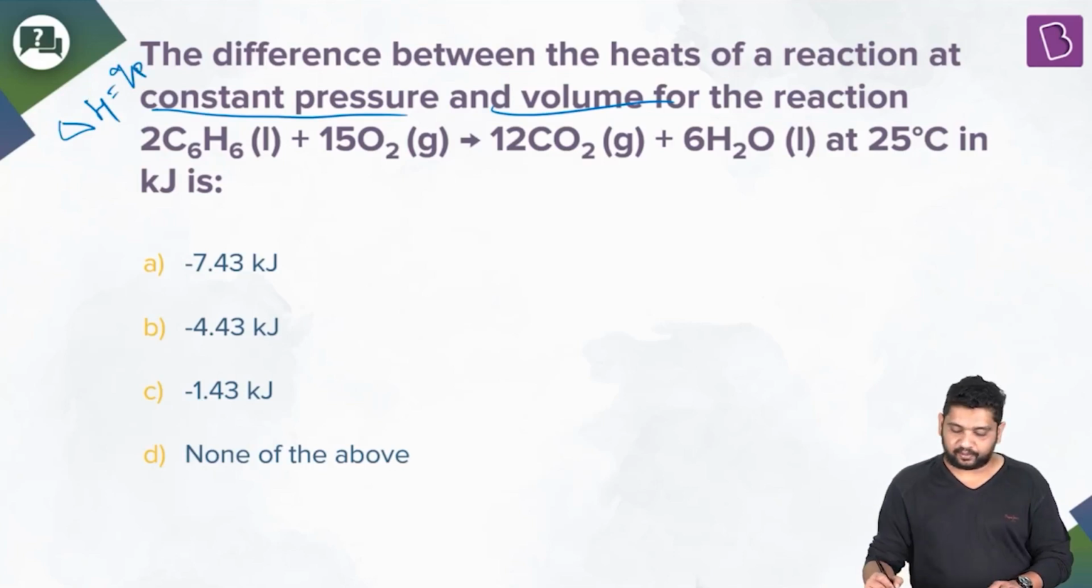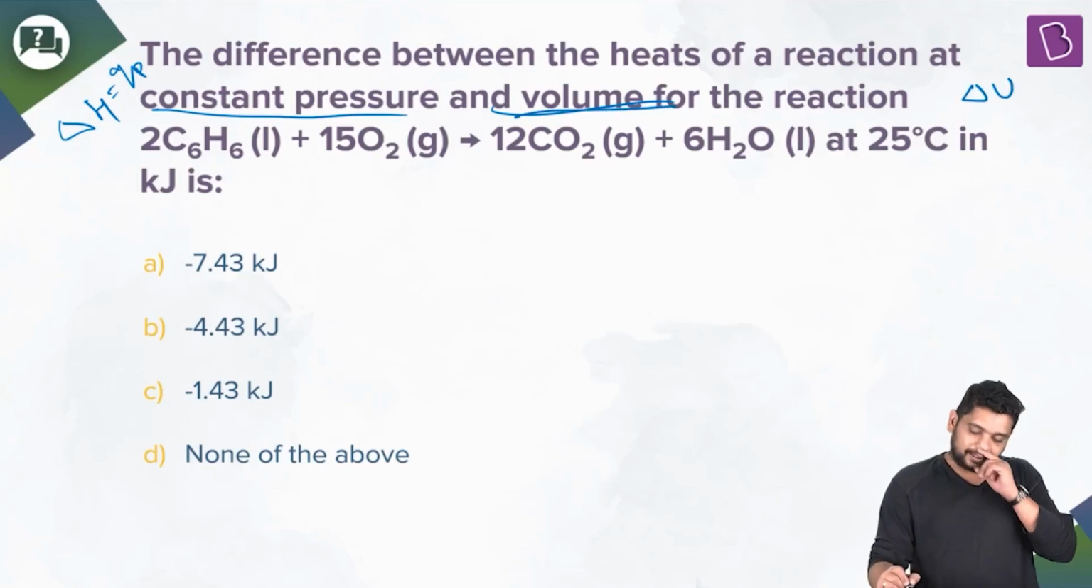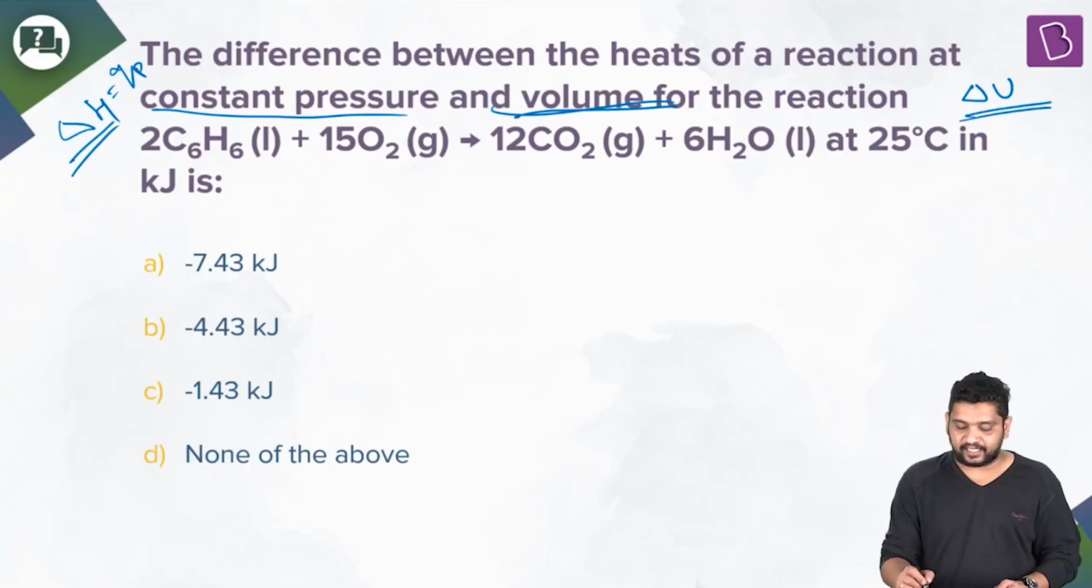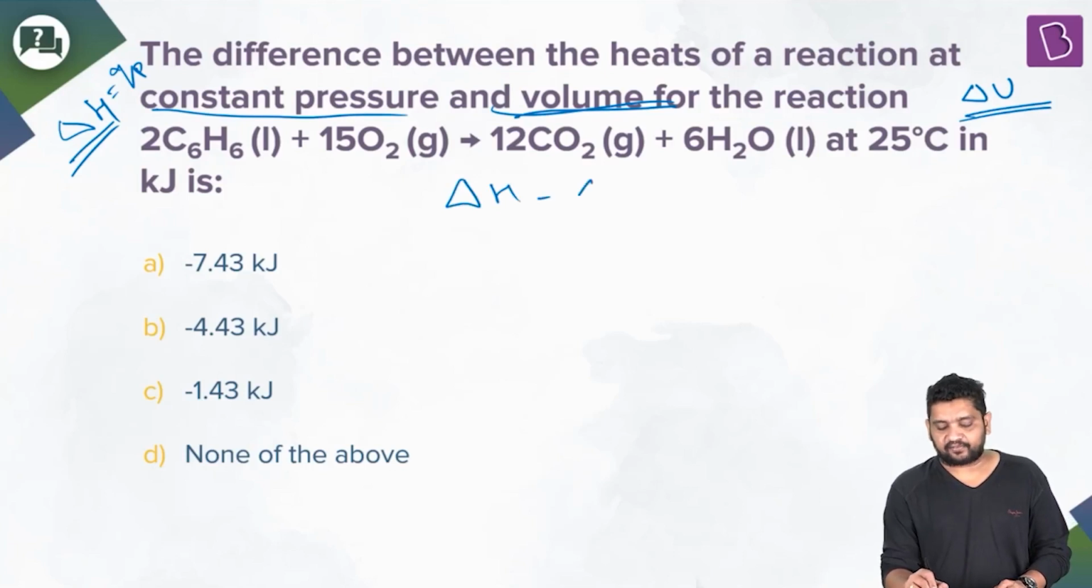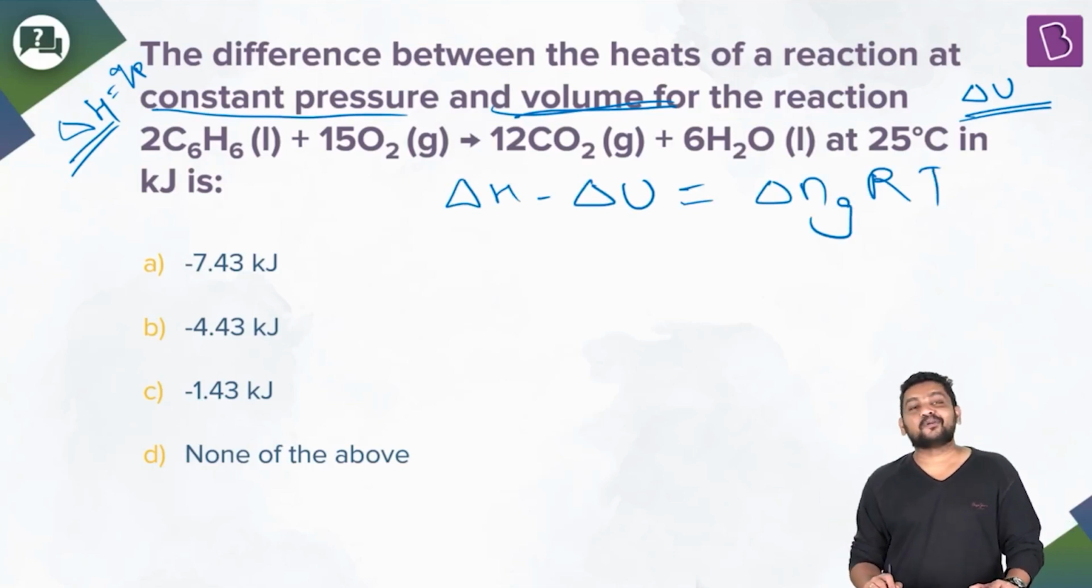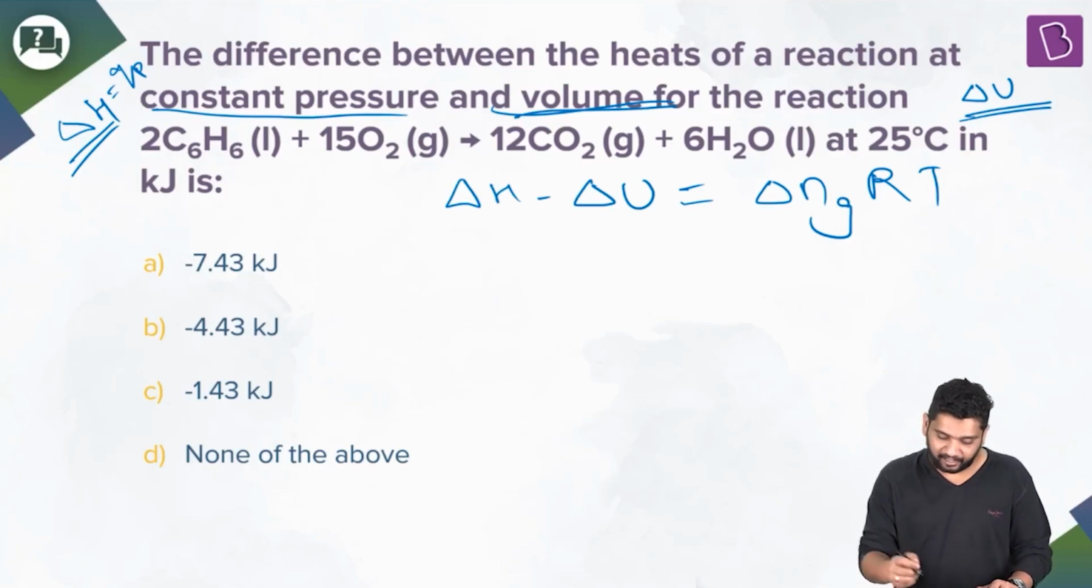You might have come across this. The heat of reaction under constant volume is going to be delta U. Under constant pressure conditions, the heat of the reaction is your enthalpy change, and under constant volume conditions, the heat of reaction is going to be your internal energy change. The difference between them is your direct formula: delta H minus delta U is equal to delta NgRT. So all we have to do is find delta Ng and calculate the value.